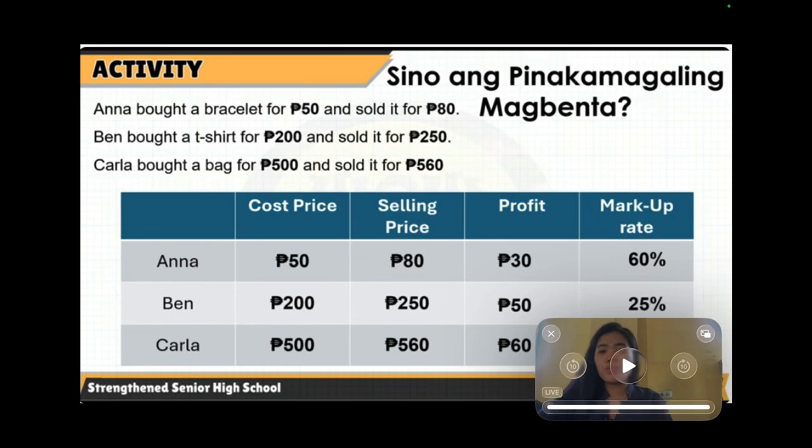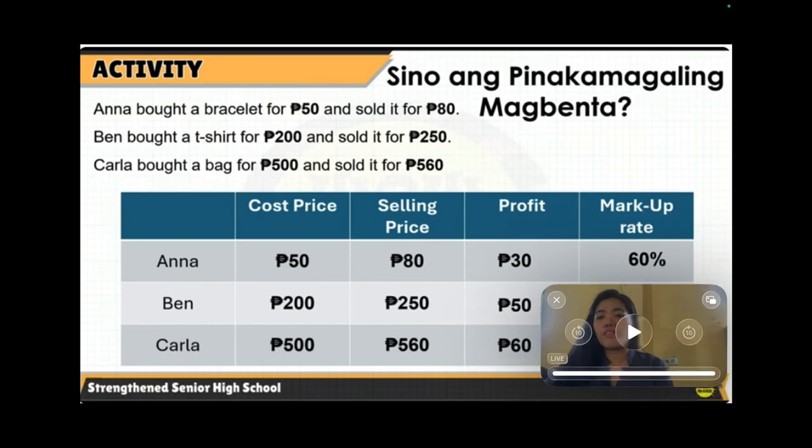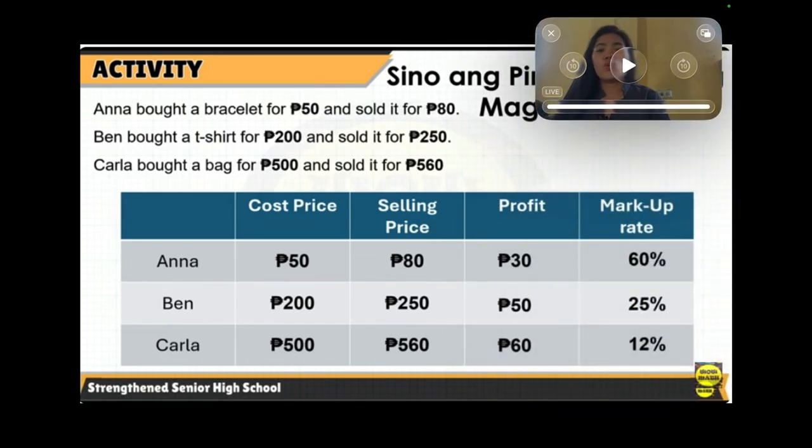So you have those prices, the cost price for Anna, Ben, and Carla. So we have here a table, guys. We have 4 columns. First column, we have the cost price, then the selling price for the second column, third is profit, and then we have the markup rate as the fourth column. Now for Anna, since you know already how to get the profit, guys, as well as the markup rate, since the cost price and selling price are given.